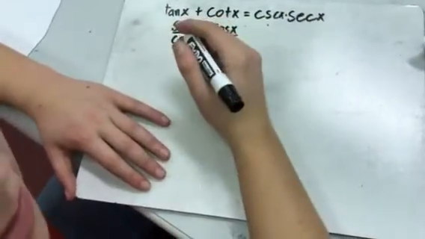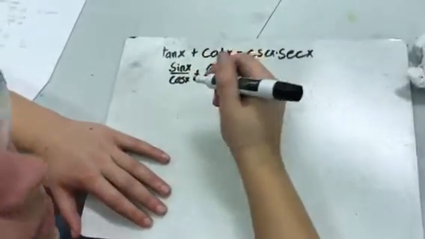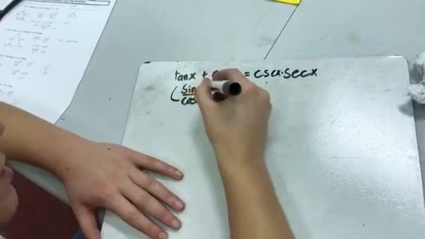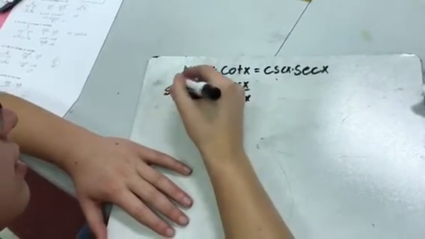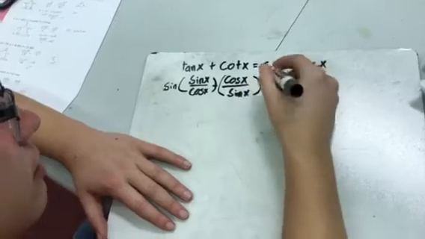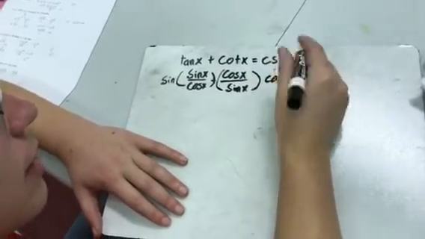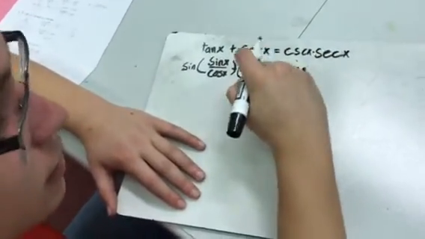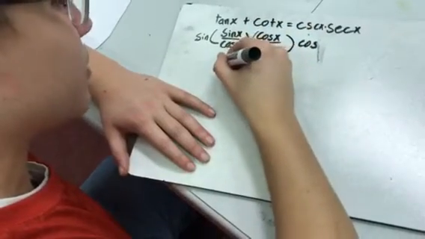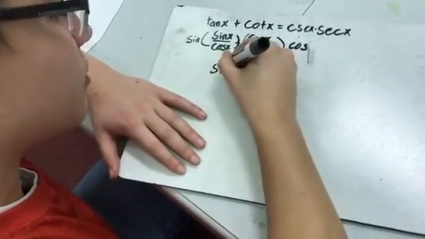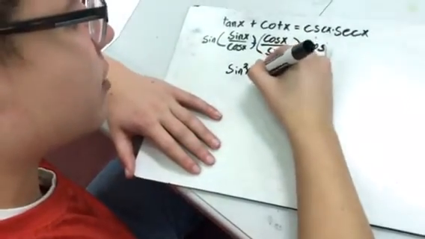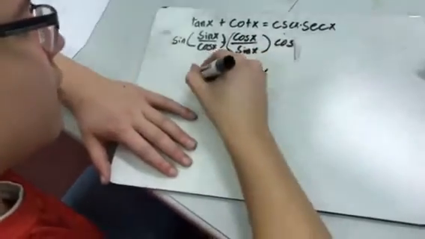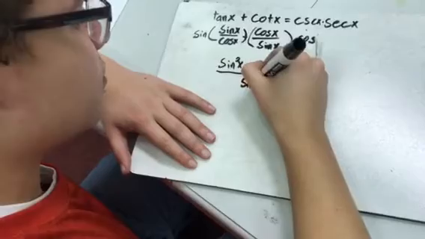So to add them together, you would make them a common denominator. So you would take this side and multiply it by sine to get sine on the bottom. And then you would take this side and multiply it by cosine to get cosine on the bottom as well, and that'll make them both have the common denominator on the bottom to allow you to add. So you would have sine squared x plus cosine squared x over sine x cosine x.